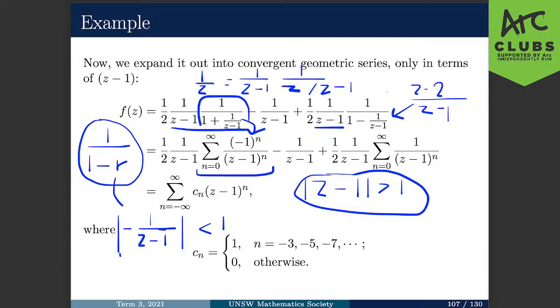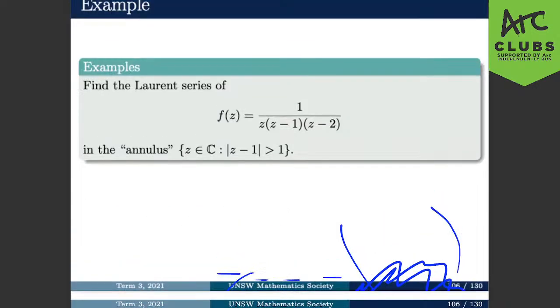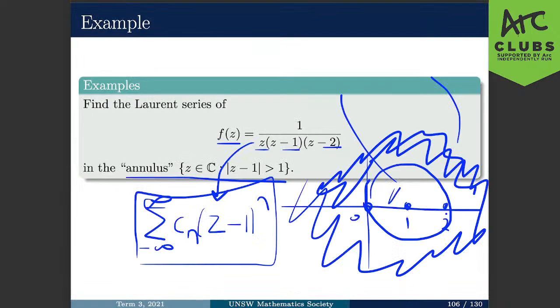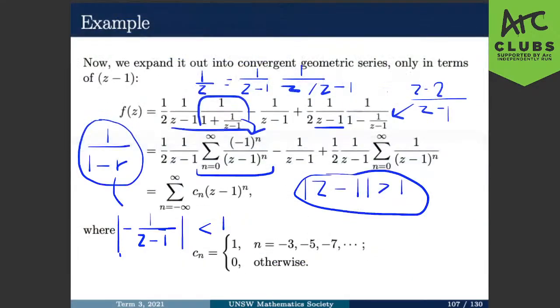This is important because this means that the series that we get is going to converge in this region that we want. Whereas on the other hand, if you wanted it to converge in the inner circle, so if I wanted it to converge inside here instead, then we need to do a different method.